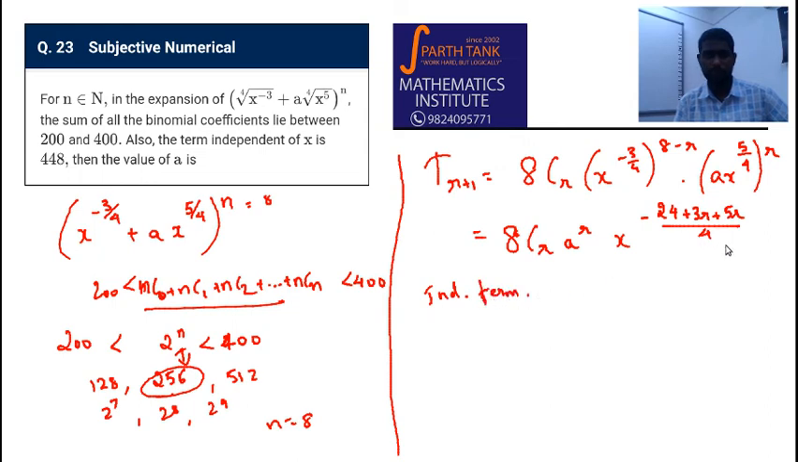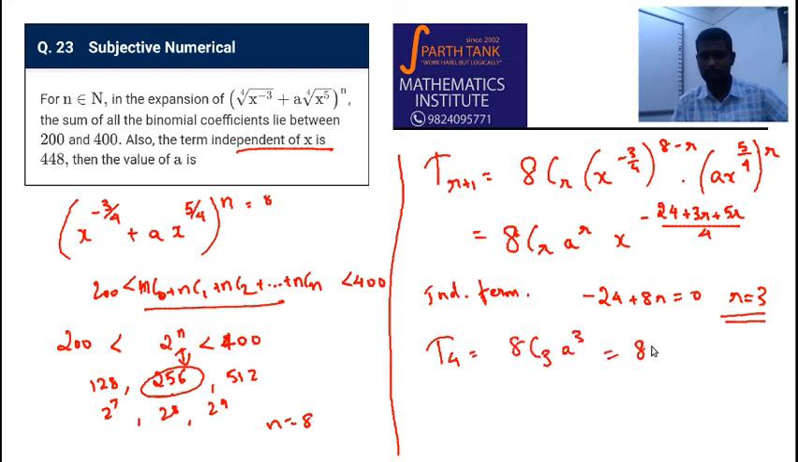So the term independent of x means the power of x is 0. If you equate the power of x to 0, minus 24 plus 8r equals 0, you get r is equal to 3. Substitute that back here. Fourth term is 8C3 A cube. 8C3 is 8 times 7 times 6 over 3 times 2 times 1, so 56 A cube.